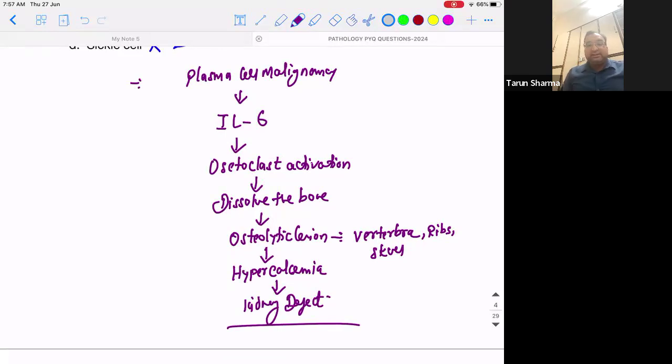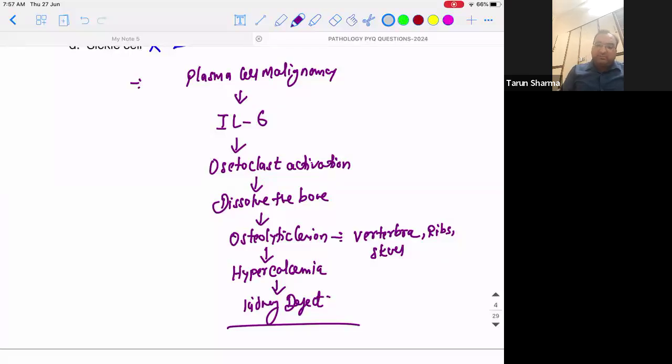Because IL-6 can activate the osteoclast, and osteoclasts are going to dissolve the bone, producing osteolysis. Why is there hypercalcemia in multiple myeloma? Because of the osteolytic lesions in the bones. Which bones are commonly affected in multiple myeloma? The vertebra, ribs, and skull are the bones which are commonly involved.